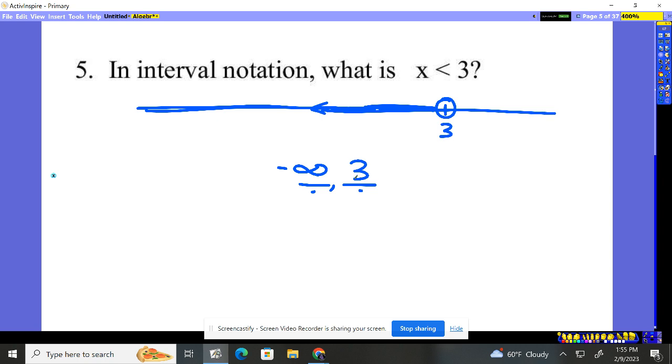Now, we do need to say, hey, it does not include 3. We use a parenthesis for that. Infinity is a concept, so you always use a parenthesis for that.